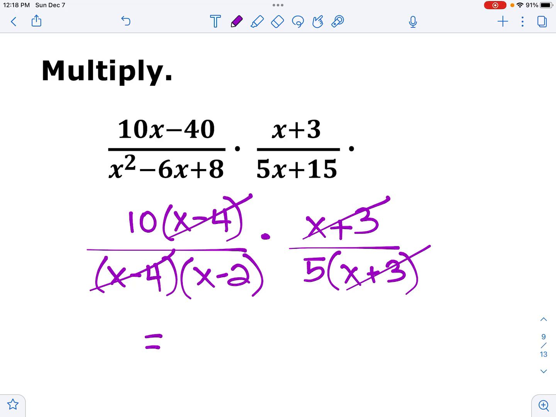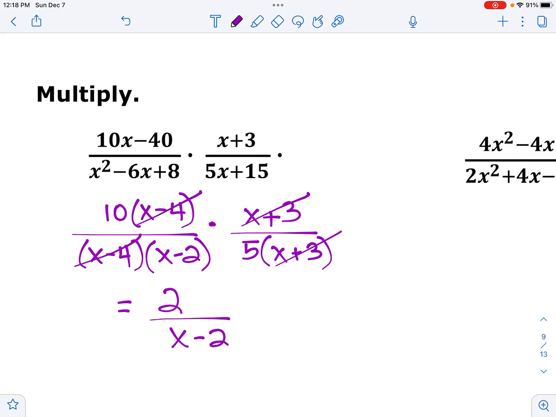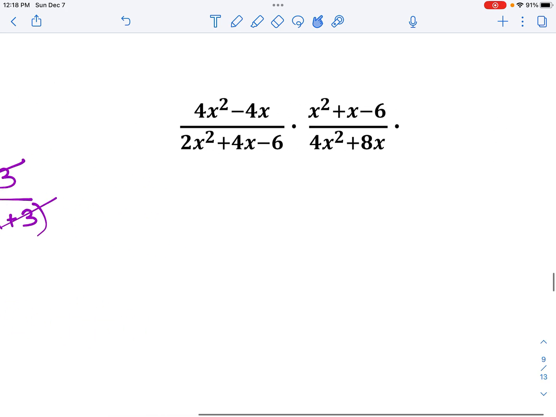Okay, so 10 divided by 5 is 2. I don't have anything else on the top. X minus 2 on the bottom. And that's it. See, not so bad. It looks pretty scary, but as you get better with these, I think we have a little extra multiplication sign there. I don't think we need that. Okay, let's try it again.